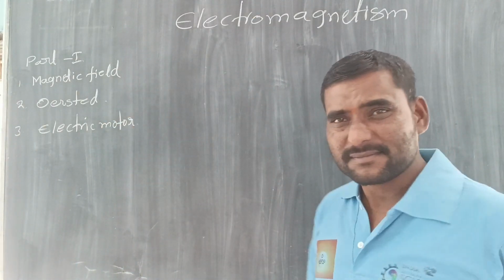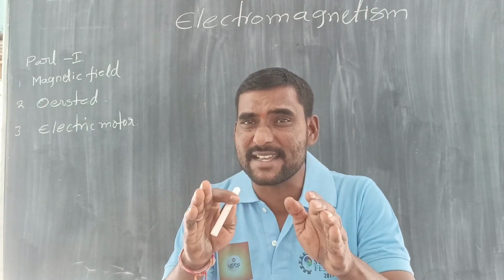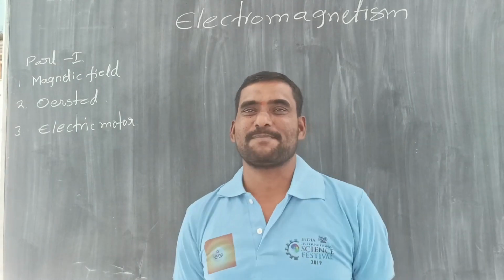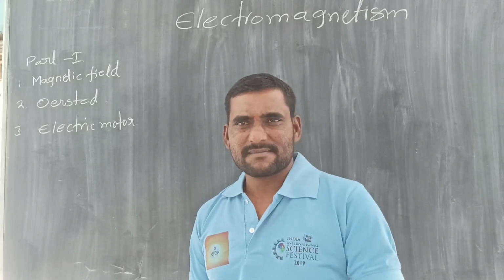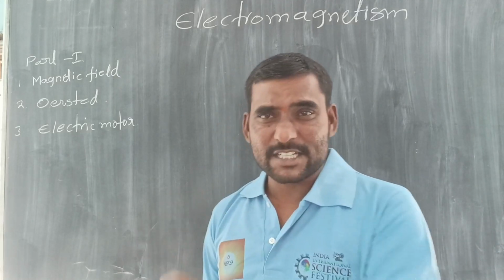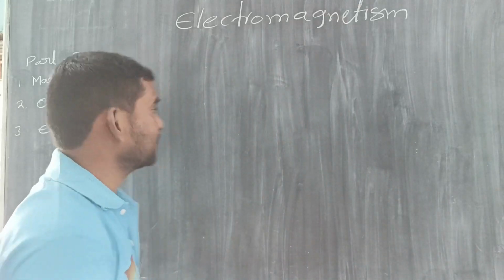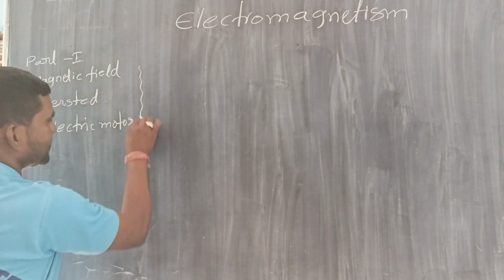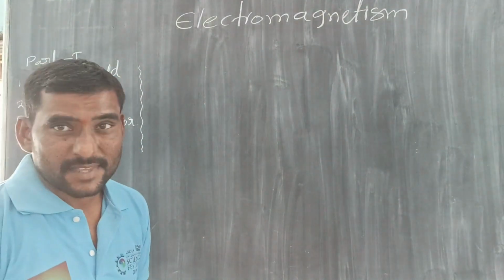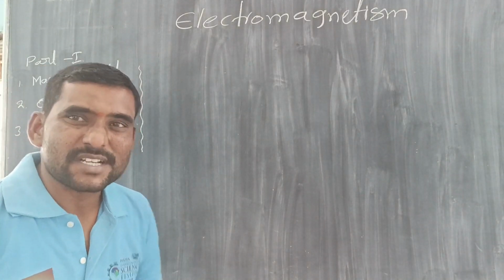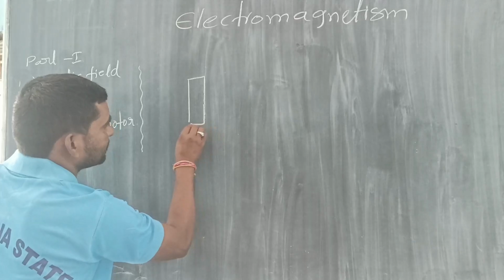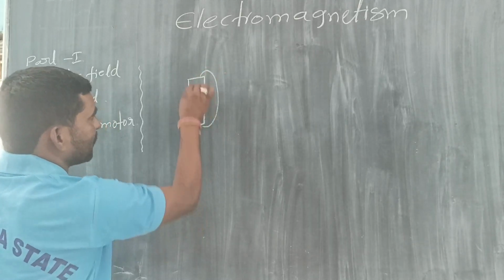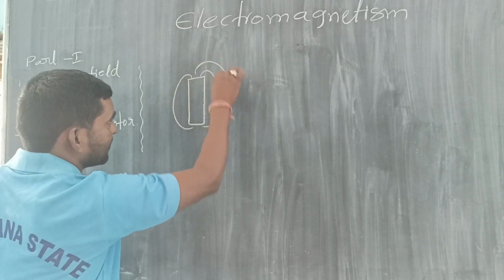Electromagnetism is mainly divided into two parts. The first part is mainly about Oersted experiments. Before that, generally they are asking questions based on magnetic force lines. If you take a magnet, these are called force lines, you know already.